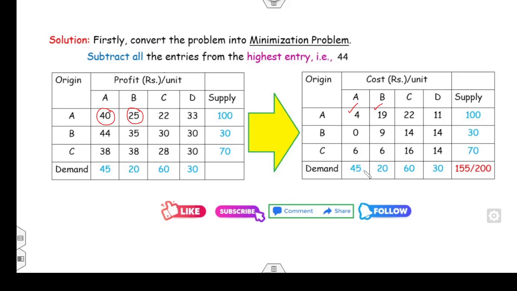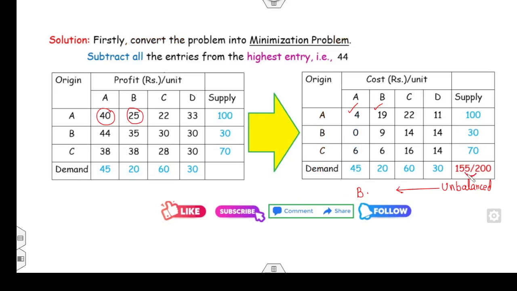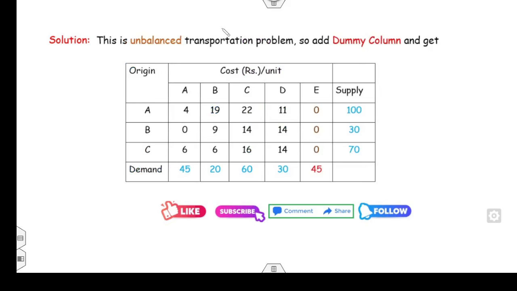Now you can check whether these are balanced or unbalanced. Clearly, my problem is unbalanced. Then you can convert it into a balanced problem. You can add a dummy column with the cost allocation 45 because the difference is 45. Now once this problem is a minimization and balanced problem, we can apply the northwest corner method.